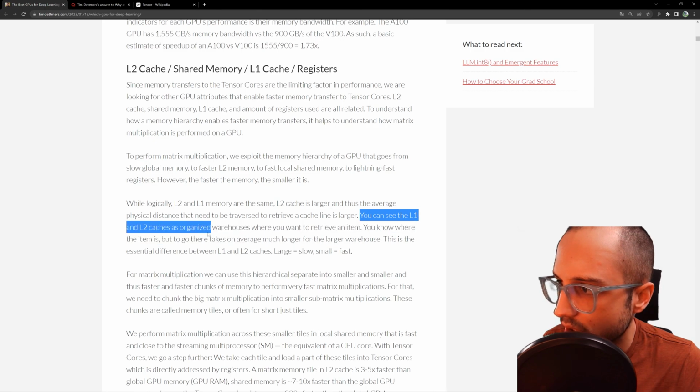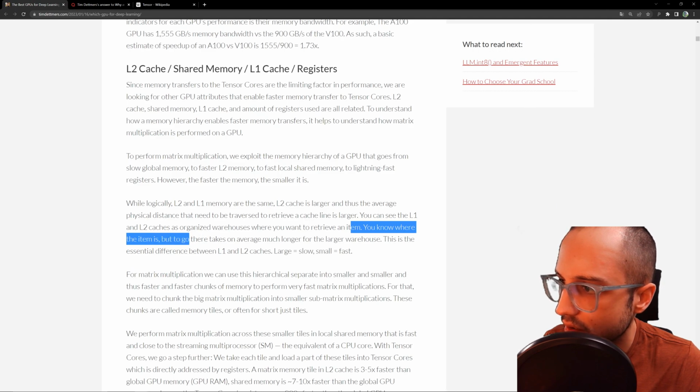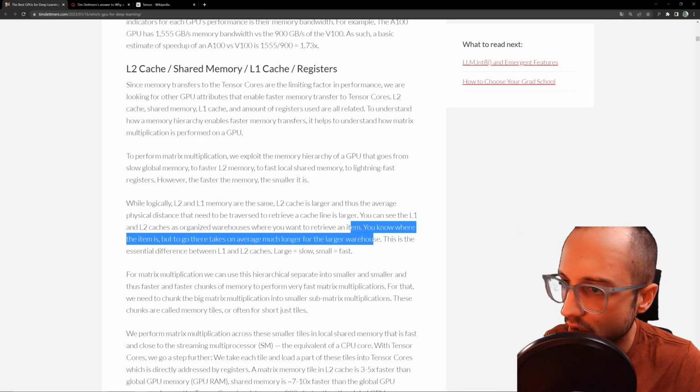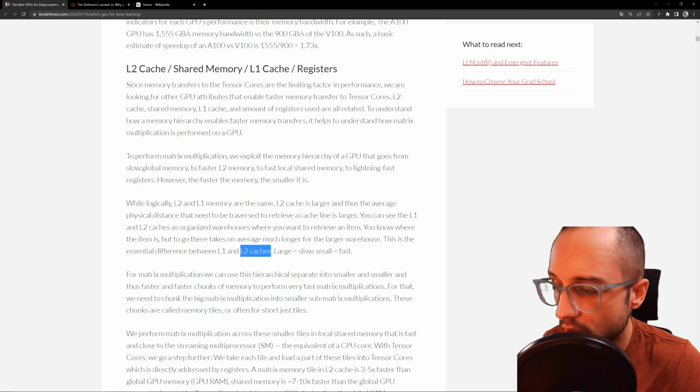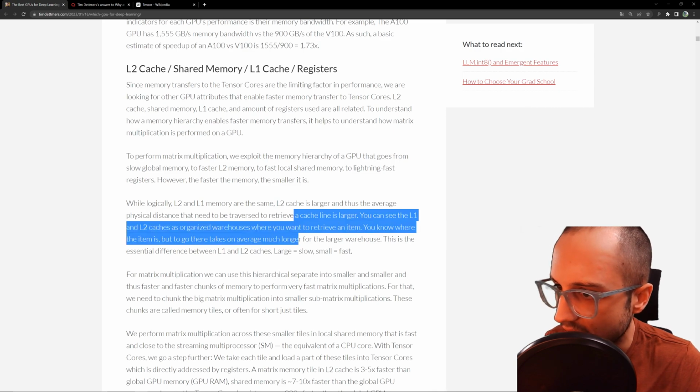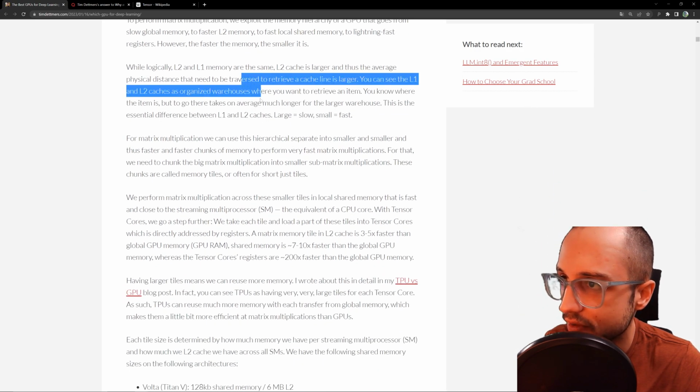You can see the L1 and L2 caches as organized warehouses where you want to retrieve an item. You know where the item is, but to go there takes on average much longer for the larger warehouse. This is the essential difference between L1 and L2 caches. Okay. So basically, L1 caches are smaller and L2 caches are larger, and because L2 caches are larger, it's going to take longer to get stuff from that. I like this warehouse analogy. That made it easy for me to understand.